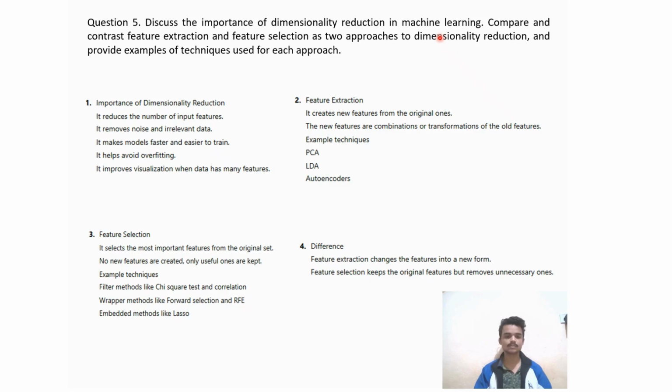Feature selection. It selects the most important features from the original set. No new features are created, only useful ones are kept. Example techniques: filter methods like chi-square test and correlation, wrapper methods like forward selection and RFE, and embedded methods like lasso.